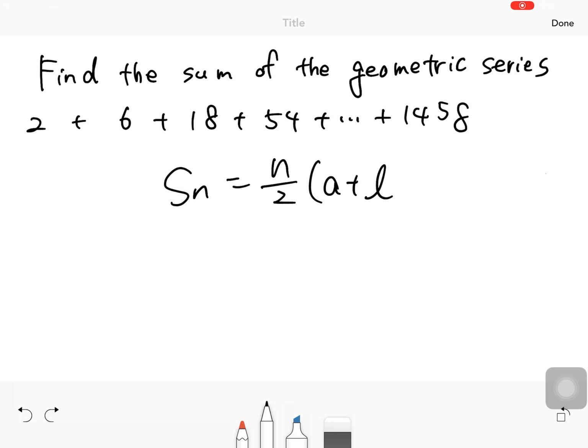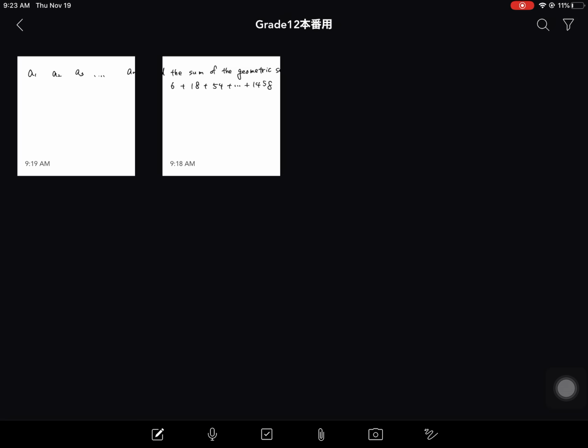Okay then, but today we have to work on the sum of the geometric series, and probably you're not familiar with that. So let's find the formula for that.